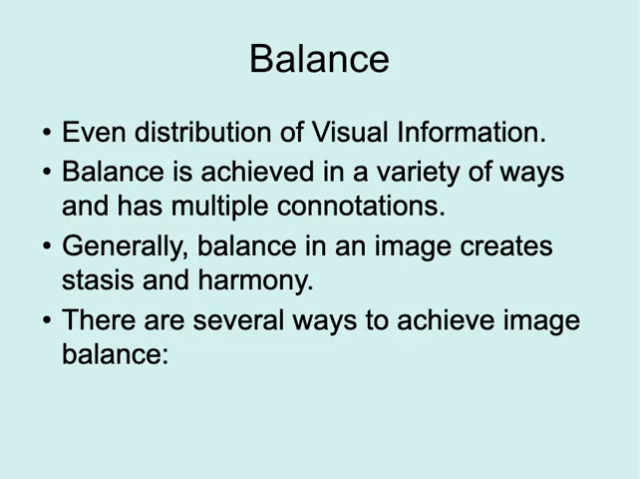For instance, if you look at an image that's properly balanced, it can create a feeling of harmony and stillness, but it can also make it feel unsettling depending on how it's done. For more of that, watch a movie made by Stanley Kubrick and you will see his use of symmetry is often unsettling. But generally, balance in an image creates stasis and harmony. And so there's a few ways to do it, so let's take a look at that.